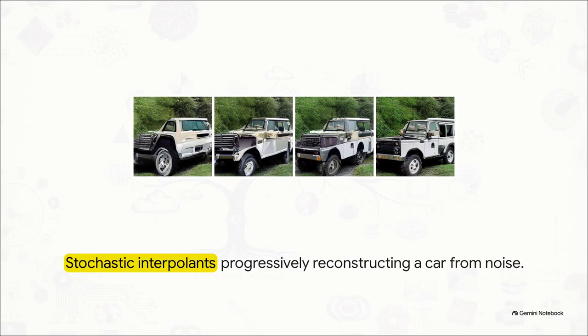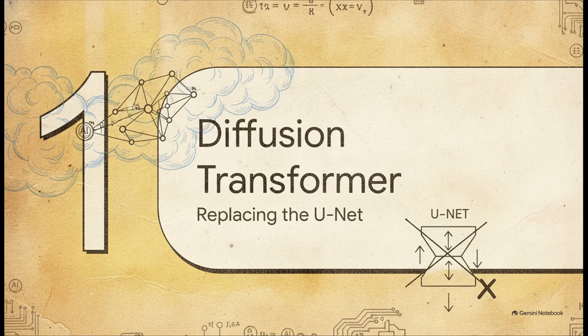We're going to demystify how these cutting-edge models actually pull off this trick of transforming pure, unstructured noise into stunning, high-resolution images, like a fully realized car. And we'll see exactly how leveraging the architecture of transformers, specifically something called Scalable Interpolant Transformers, makes this massive leap in fidelity possible. Meet the Diffusion Transformer, replacing the UNet.